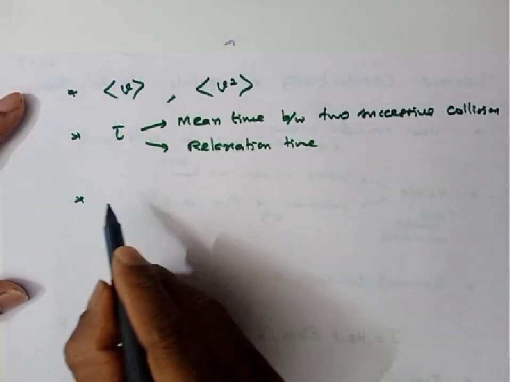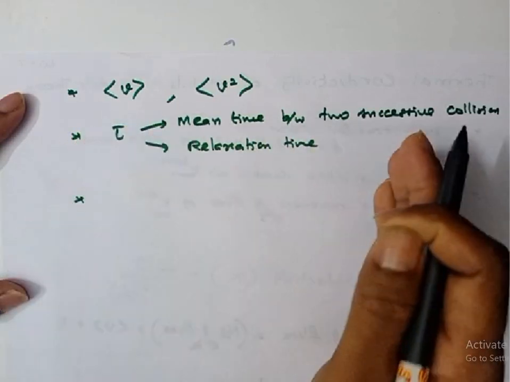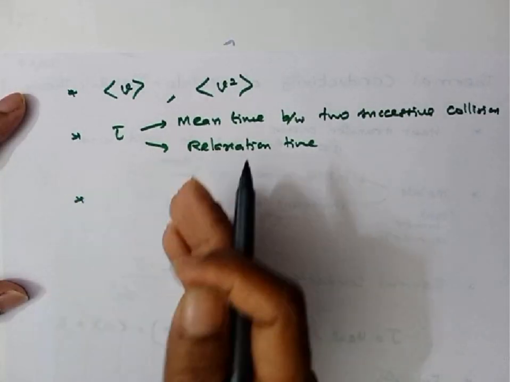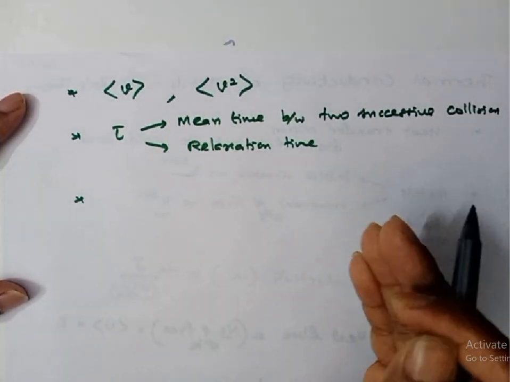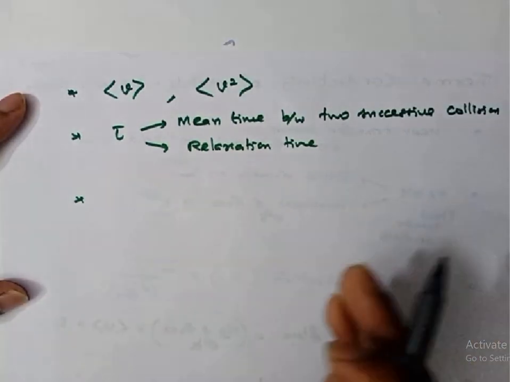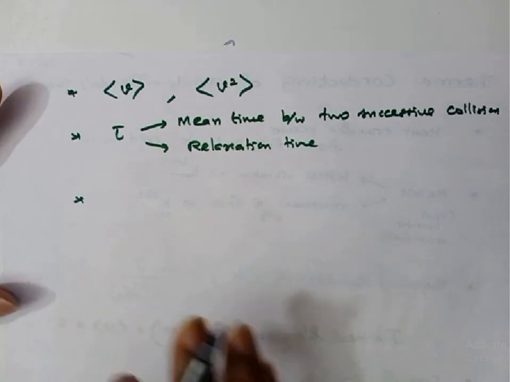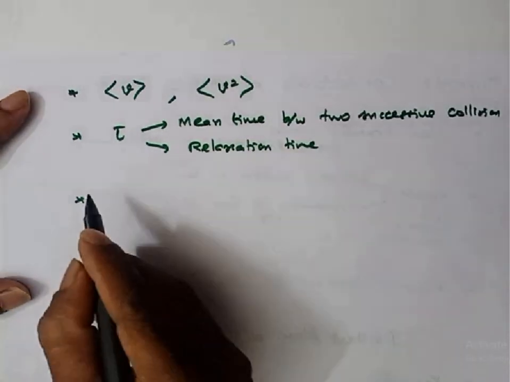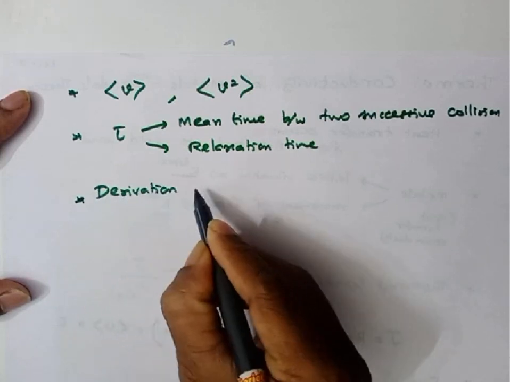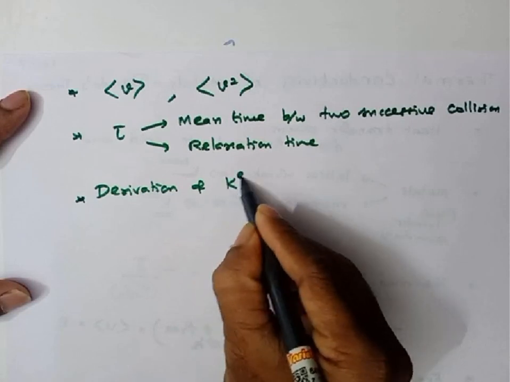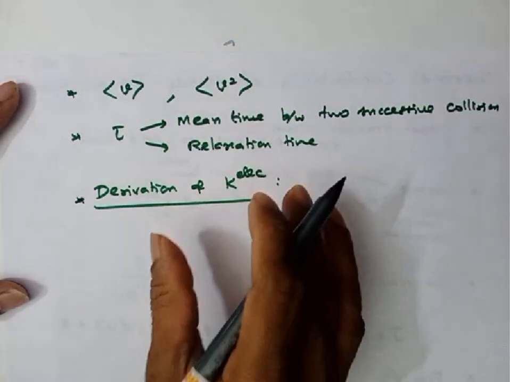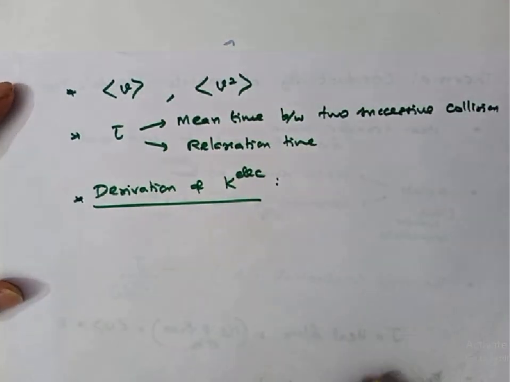Then another important point I would like to give here. Since heat transfer occurs from hot end to cold end, temperature near the hot end will be high and temperature near the cold end will be low. So temperature is a function of position. I'll explain this as we go along. Now we are going to see the derivation of the electronic contribution to thermal conductivity using Drude's theory.